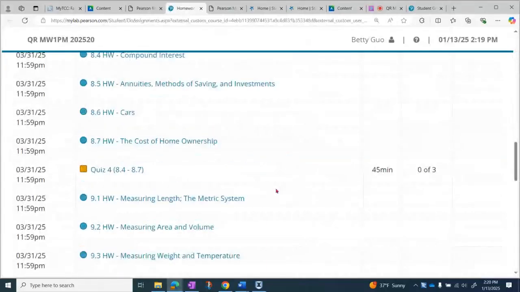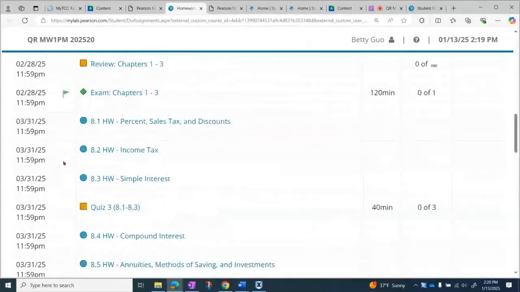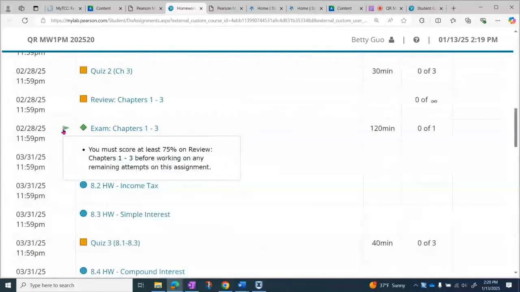By the way, do you see there are green flags in front of the exams? It says you have to pass the review at 75% or above in order to take the exam. So be aware of that, okay? Get ready as early as you can. Do not prepare or work on the review the day before the exam. It's possible you don't make it to 75%, right? Then you don't have access to the exams.